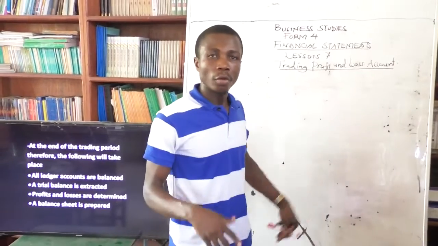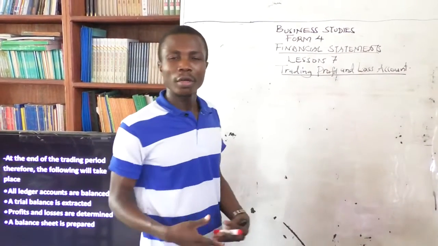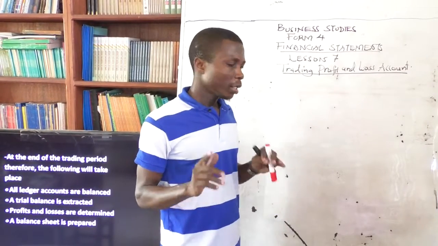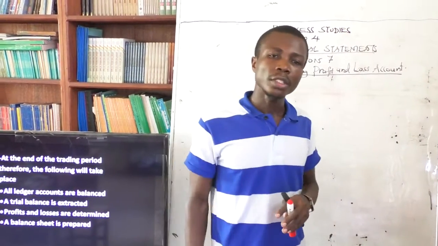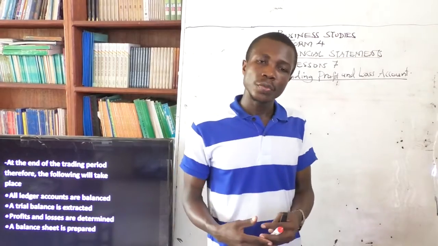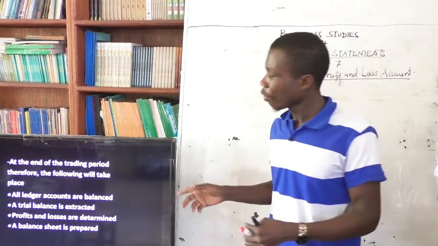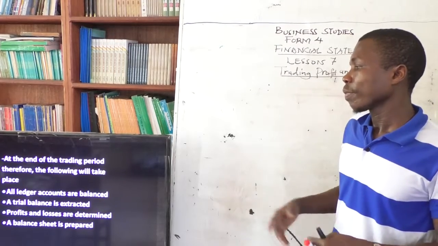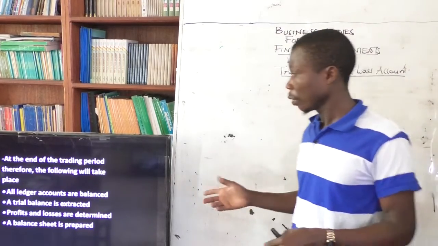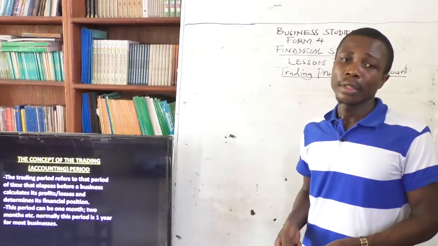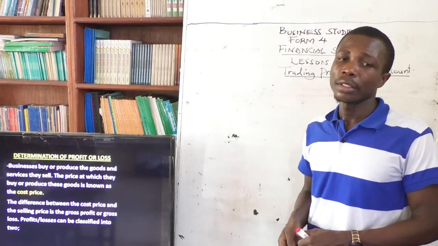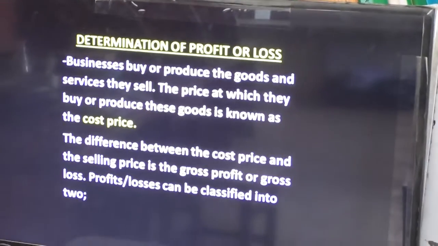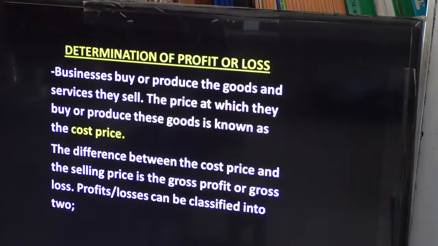Then trial balance. We know that it's always an account that is used to check whether the ledger's accounts are correct. And I know you know what trial balances are. After that, what always happens at the end of a trading period is that the profit and losses are determined, and also the balance sheet is prepared. Then the next thing is determining the profit or loss. How do we determine the profit or loss?